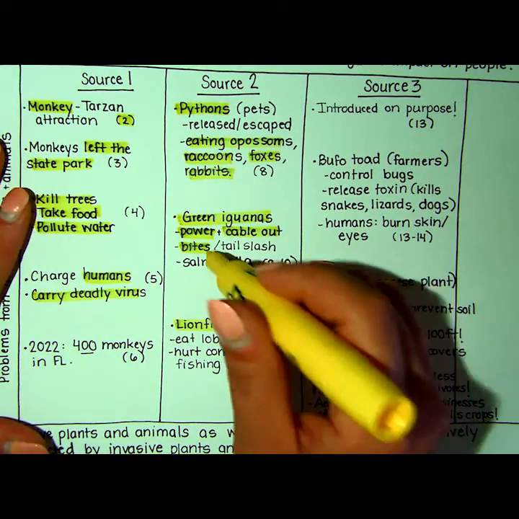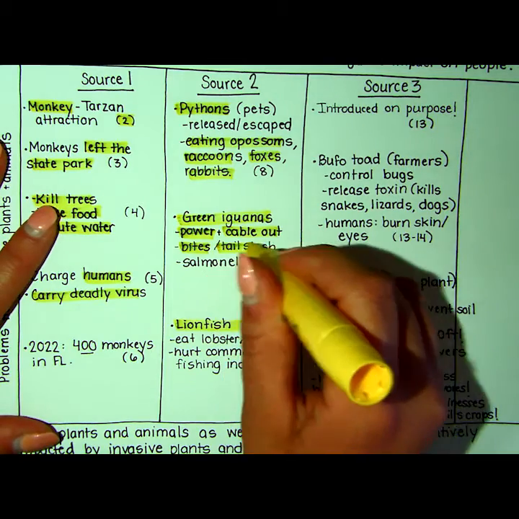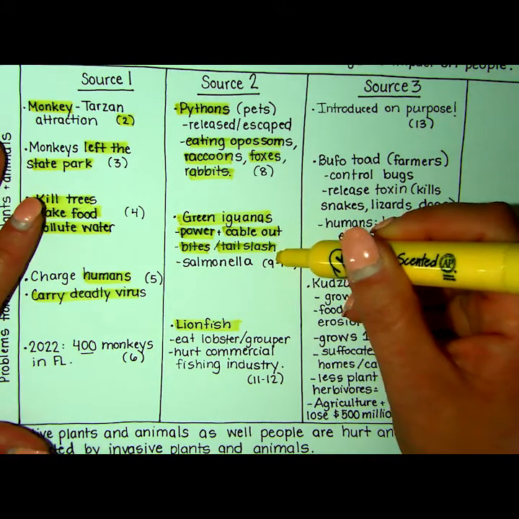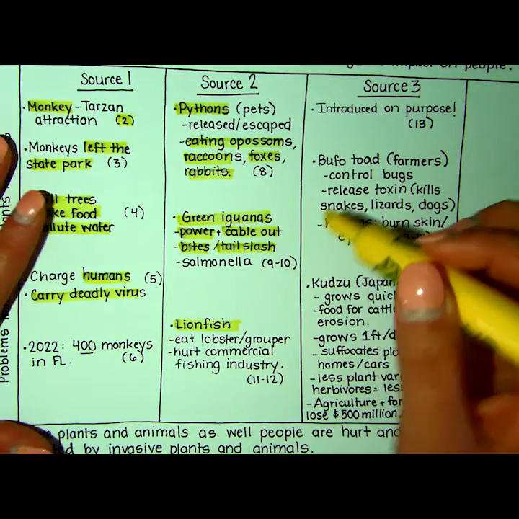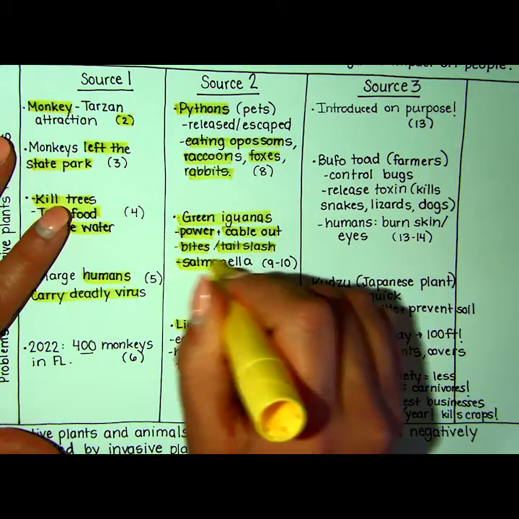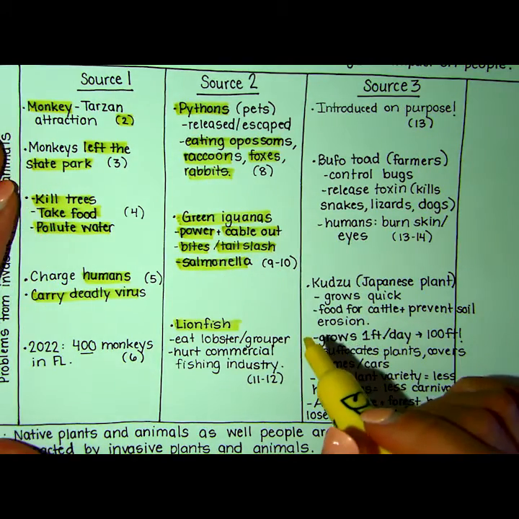Humans, they can bite, and they can also suffer from tail slashes. They mentioned again dogs and cats. As far as humans, they carry salmonella. That is a disease that can make humans very sick.